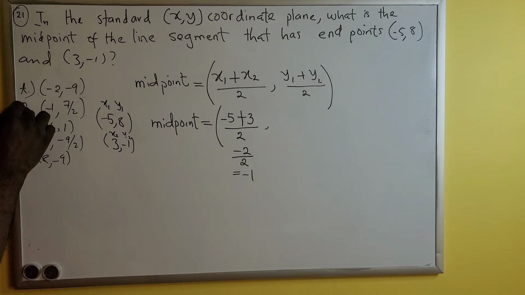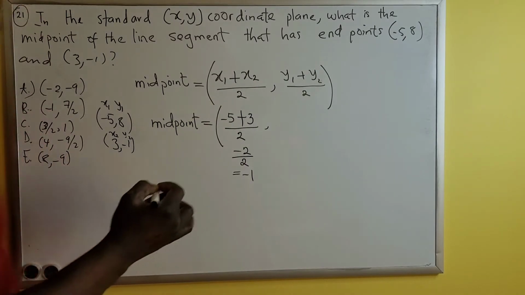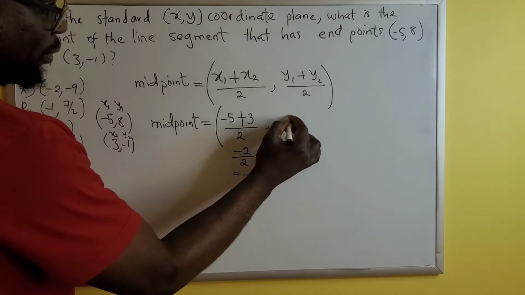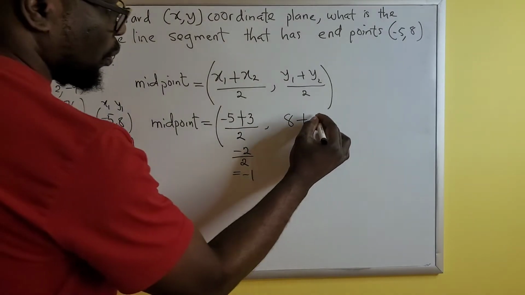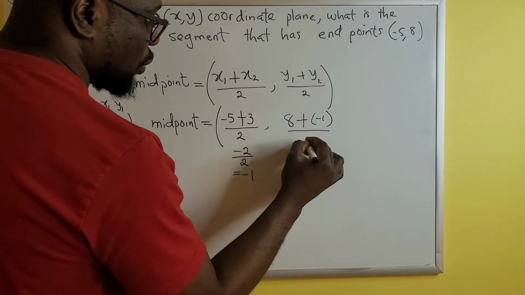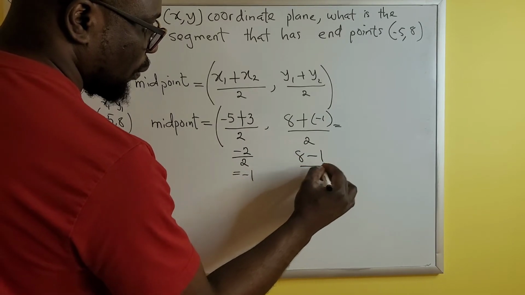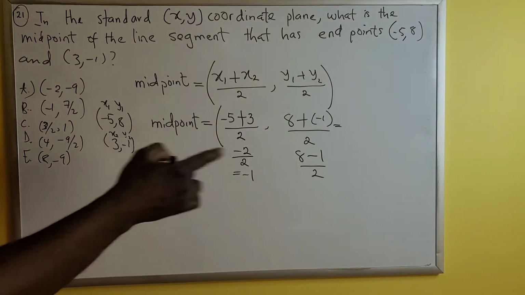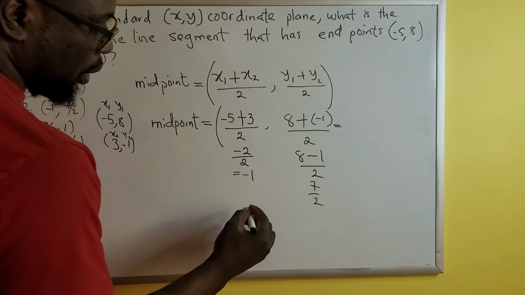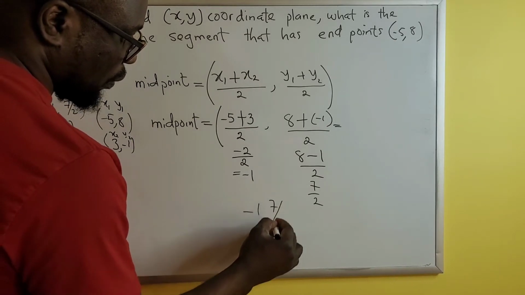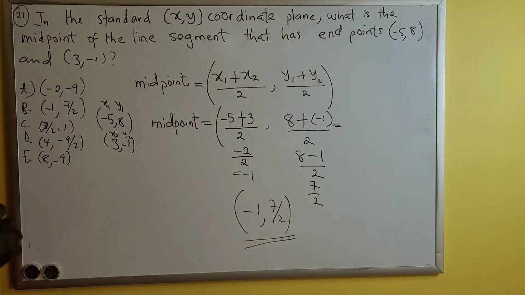In this case, this is going to be your answer because this is the only one that has minus 1. But if you go ahead and solve the whole thing, y1 is 8, y2 is minus 1. So 8 minus 1 divided by 2 gives you 7 divided by 2. So your coordinate here is (-1, 7/2), and that's your answer. So your answer is this one, B. That's how you solve that.